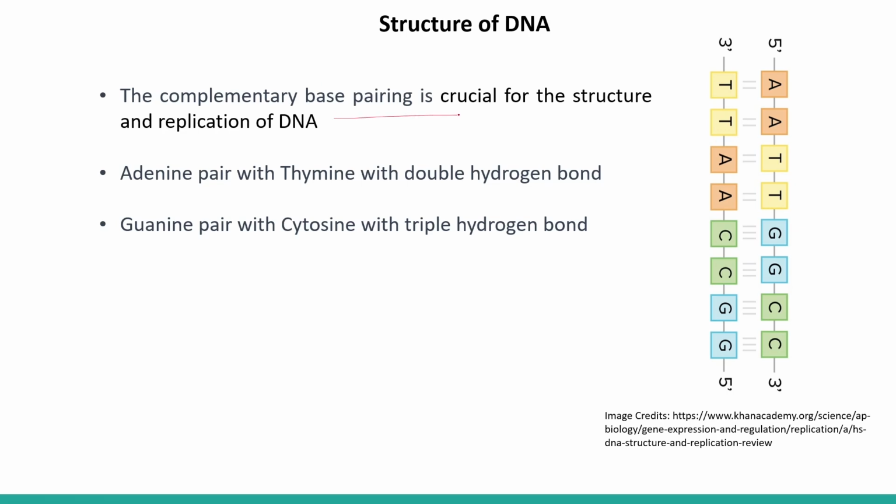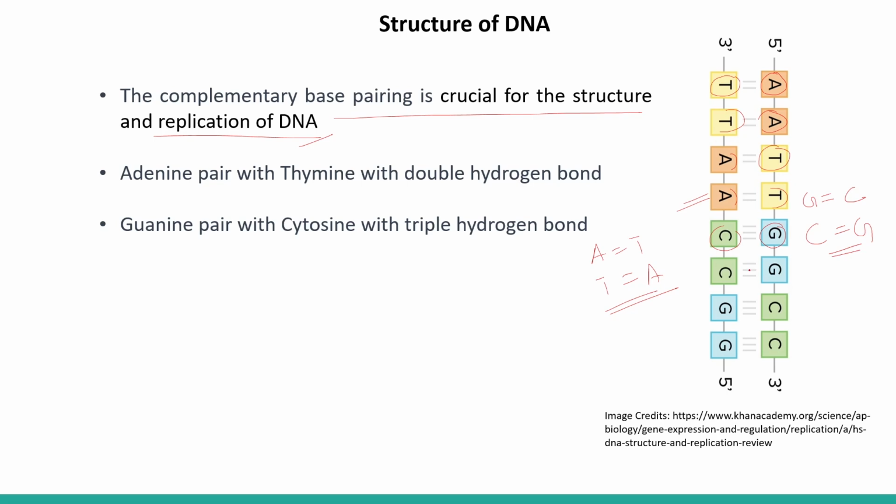Complementary base pairing is crucial for the structure and the replication of DNA. So here you can see the complementarity in the DNA structure. A is always pairing with T. Same here. A is always pairing with T, and T is always pairing with A, right? And you can see here G is pairing with C, and C is pairing with G.